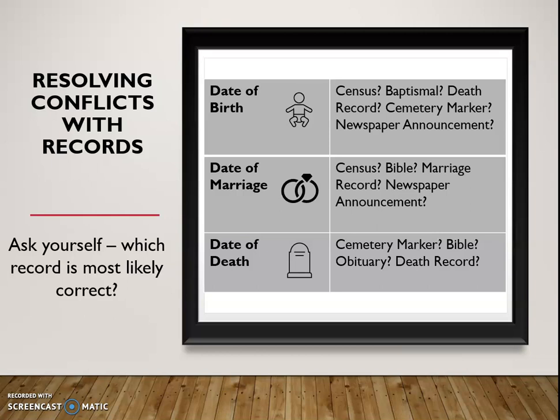Same thing with marriage. Look at newspaper announcements. Don't rely on Bibles because someone's writing that in from memory. Same thing with the date of death. You have the death record that actually has that information, but if you don't have a death record, look at the other items and go, okay, which one's most likely correct? And then try to work with that.